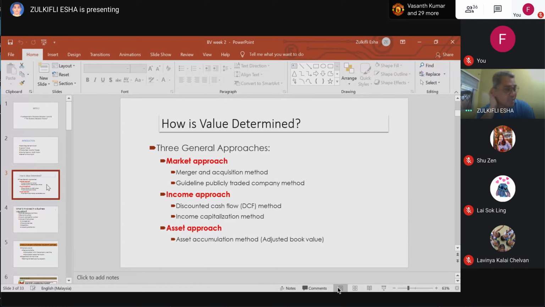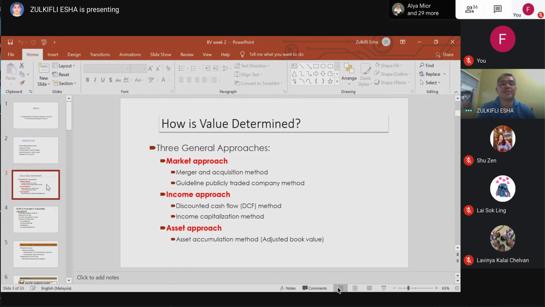Okay. So the first approach that we can use is the market approach. As stated in the slide, normally the market approach is suitable when we are valuing a business for merger and acquisition purposes. And the other purpose for which it is suitable is the guideline publicly traded company. For the income approach, normally we will use the discounted cash flow method.